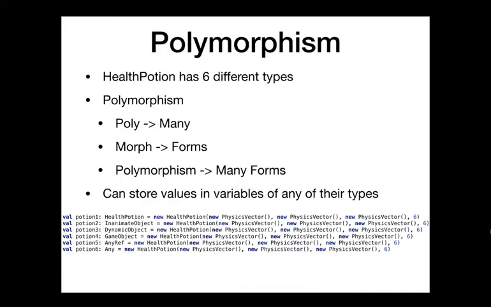And this is where we get the word polymorphism from. Poly for many, morph for form. So polymorphism: these objects have many forms. A HealthPotion is 6 different things. It has many different forms that it can take for our polymorphism. So when we're storing these objects in variables that are not directly the same type, we're using one of its other forms. That's when we're using polymorphism at that point.